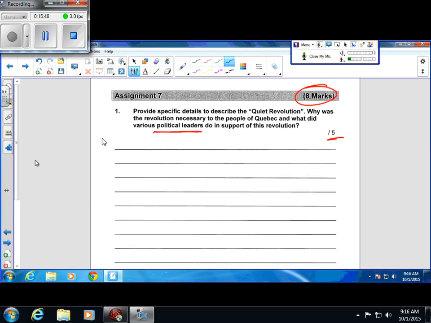Again, assignment 7 can now be completed. It's a really short assignment, only 2 questions, out of 8 marks. Hopefully it can be completed as quickly as possible and you can get it to me. Just to review, question 1 says provide specific details to describe the Quiet Revolution. Why was the revolution necessary for the people of Quebec? And what did various political leaders do to support this revolution? That's out of 5 marks, so include lots of details in your answers.